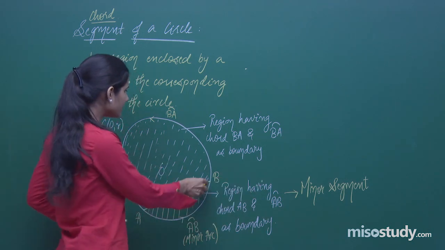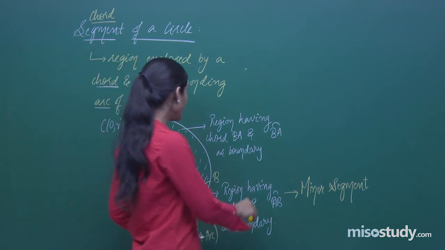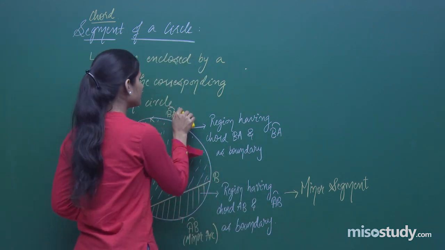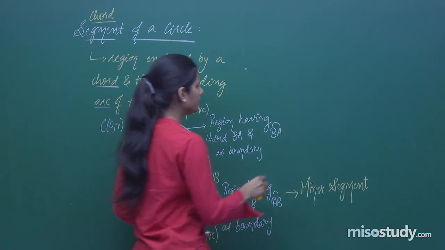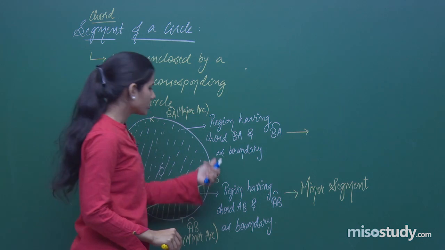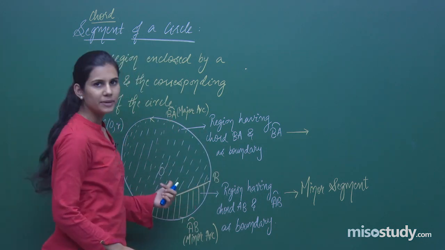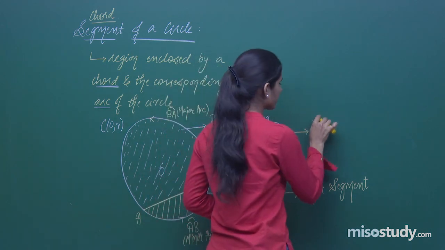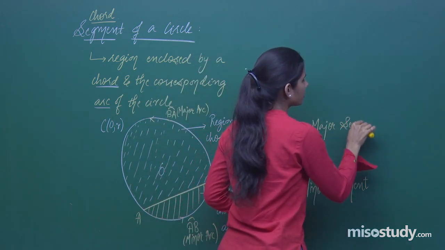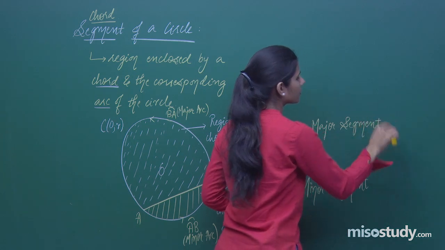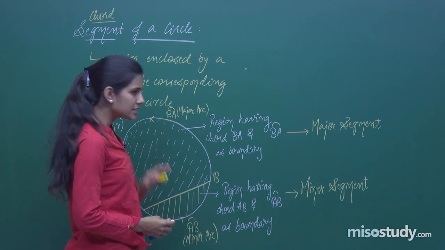Similarly, over here you can see BA arc is a part of the boundary of this segment, and BA arc is my major arc. And so BA arc, because it's the major arc which is a part of the boundary of this segment, would be the major segment. Is it understood? So this is the minor segment, this is the major segment.